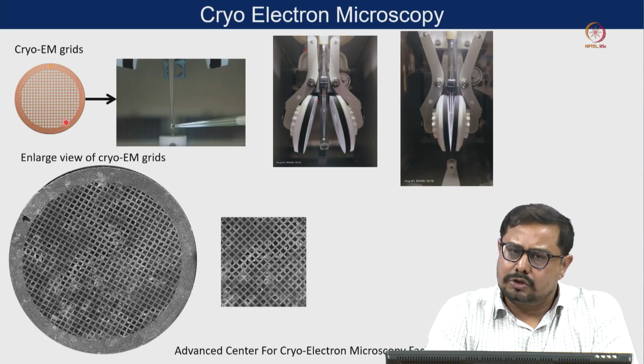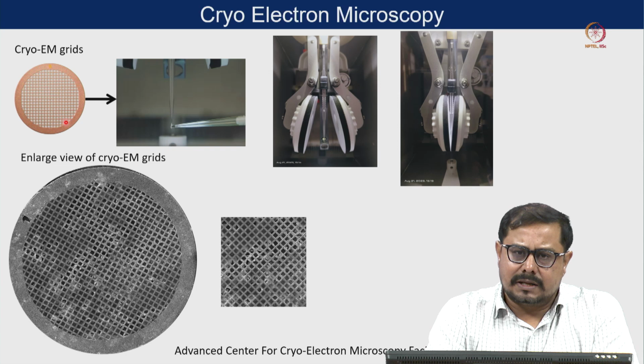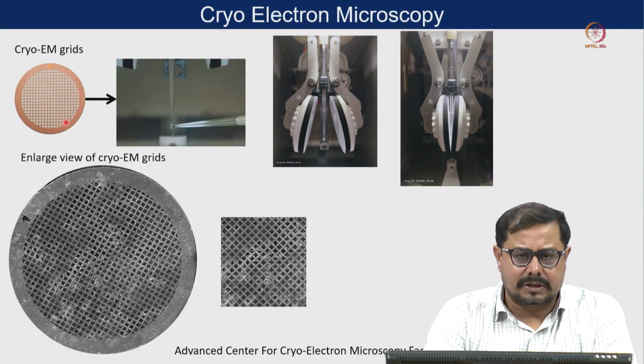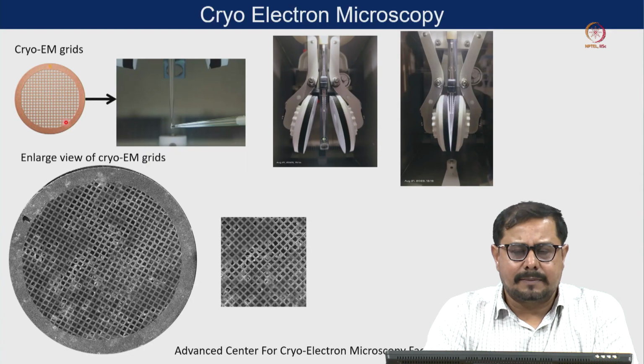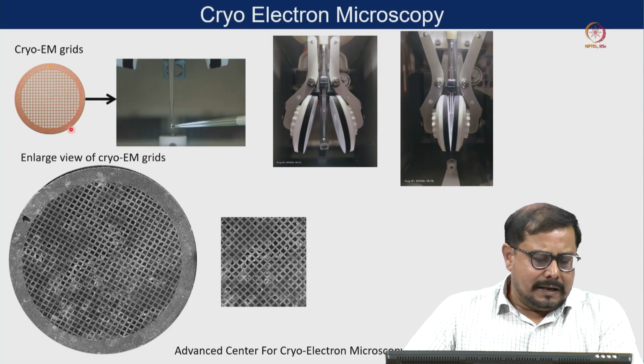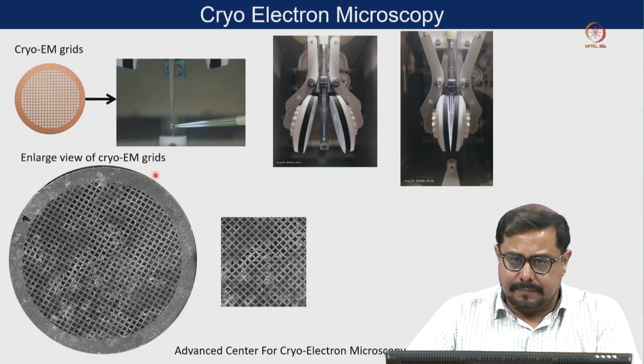Previously we were using the manual plunger, where we have to blot our sample manually, but in recent days there are plunge freezing instruments from Gatan, from Thermo Fisher and from Leica also. First let's discuss that one, and then we will discuss the different types of freezing instrument. This is the most common technique we are using for cryo-EM sample preparation.